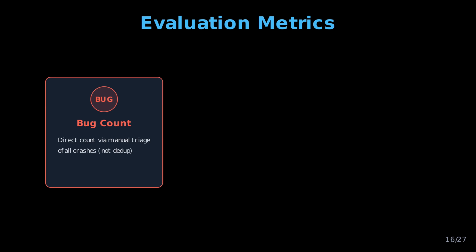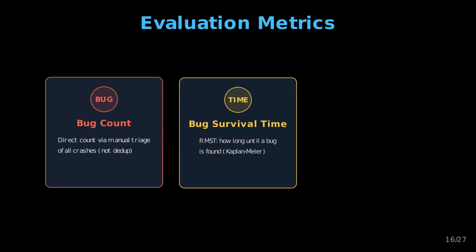They measured success three ways. First, direct bug count: actual unique bugs found, with manual triage for real-world targets rather than relying on stack hash deduplication, which is known to both overcount and undercount bugs. Second, bug survival time or RMST, restricted mean survival time. This uses Kaplan-Meier survival analysis to model how long each bug survives before being found. Lower RMST means that the bug is found faster and more reliably. This handles the censoring problem where some trials never find a particular bug.